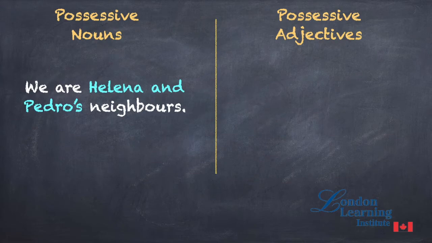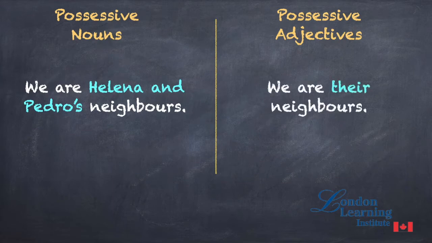We are Helena and Pedro's neighbors. Okay, I'm not your neighbor. We are not your neighbors, but we're neighbors for Helena and Pedro. So I can say we are their neighbors. Their is for more than one person. We are their neighbors.